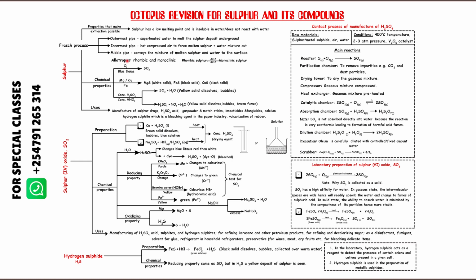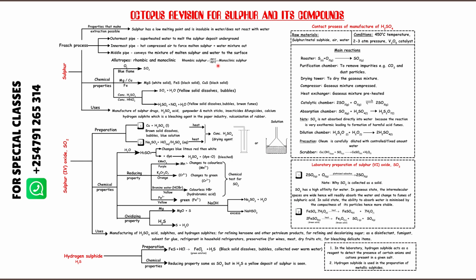Then we have the allotropes of sulfur. Also make sure that you look at them. Make sure that you know how to draw each of them: the rhombic and monoclinic sulfur. The transition temperature is 96. Below 96, it is rhombic sulfur that is stable, while above 96, it is monoclinic sulfur which is stable at that particular temperature.